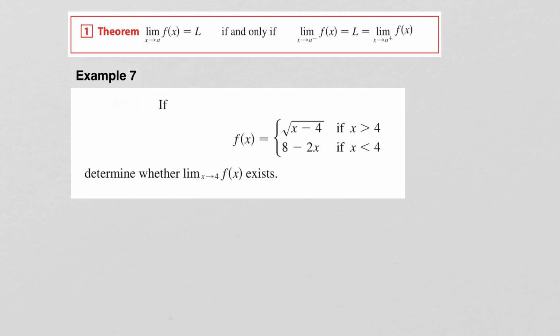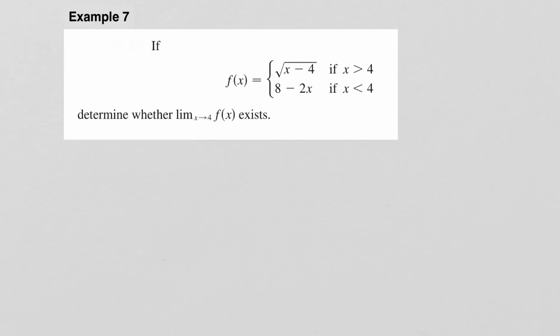So in this example, we want to find whether the limit as x approaches 4 of f of x exists. And we have a piecewise defined function here. So at first, I'm just going to write down limit as x approaches 4 of f of x is equal to what? Well, f of x is defined to be two different functions depending on what the value of x is. If x is larger than 4, f of x is this function. And if x is less than 4, f of x is this function.